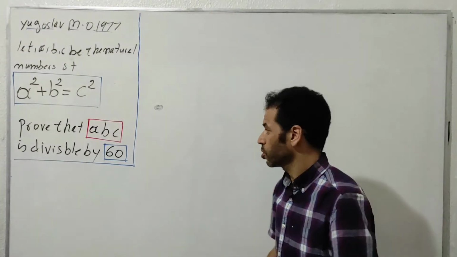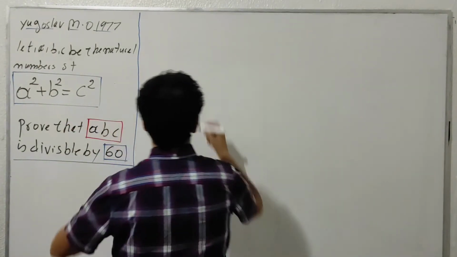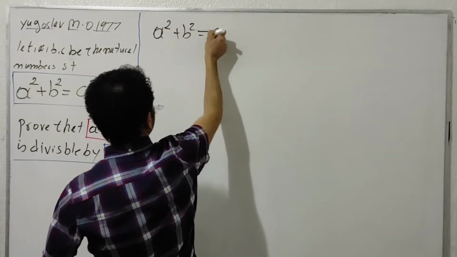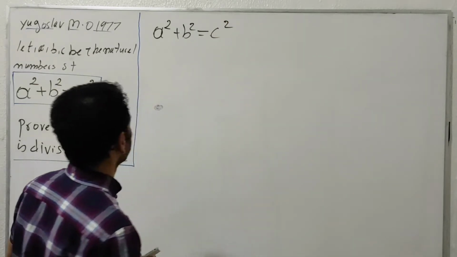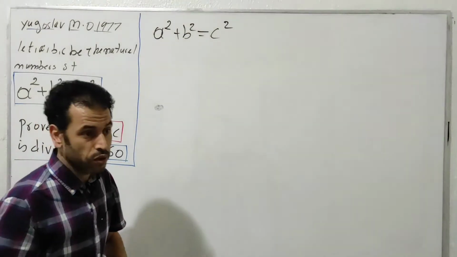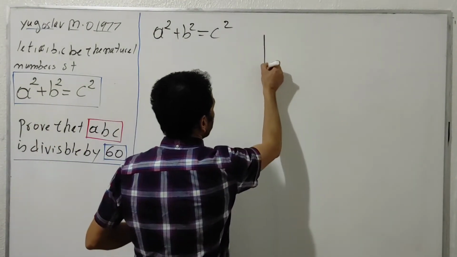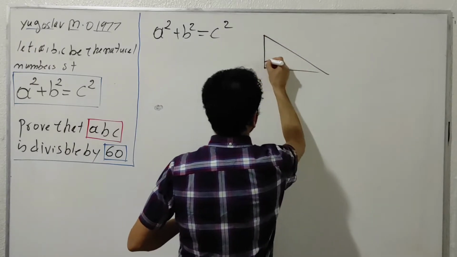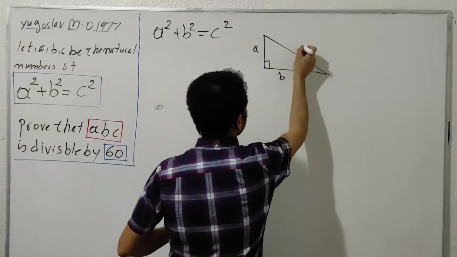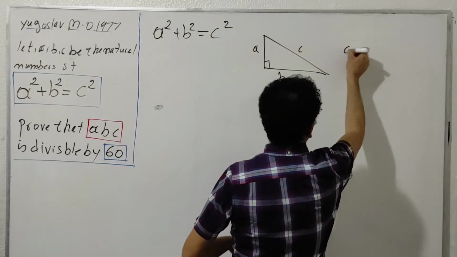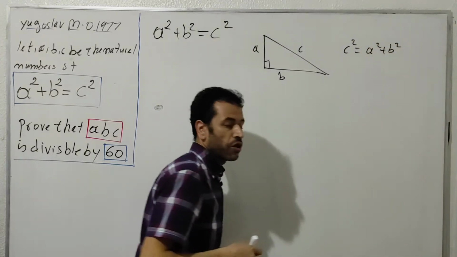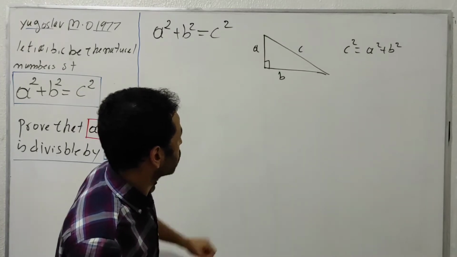Now let's jump into the solution. We have this equation: A squared plus B squared equals C squared. First of all, I'm going to check the parity. Before I proceed with the solution, I'm going to remind you about the Pythagorean theorem. If you have a right triangle with side length A, side length B, and hypotenuse C, we have C squared equals A squared plus B squared. This is a very well-known formula for a right triangle.